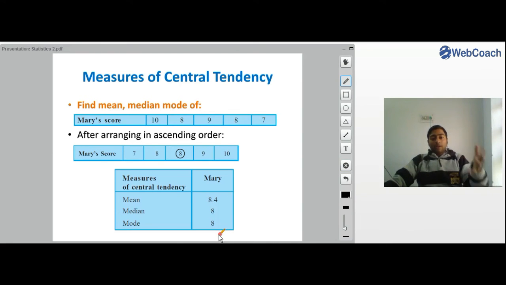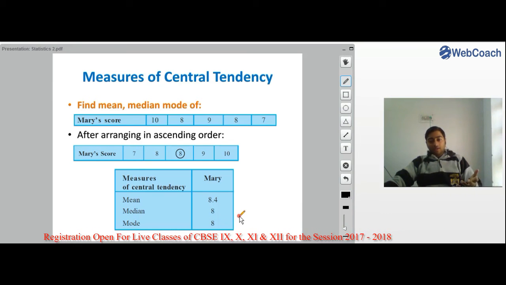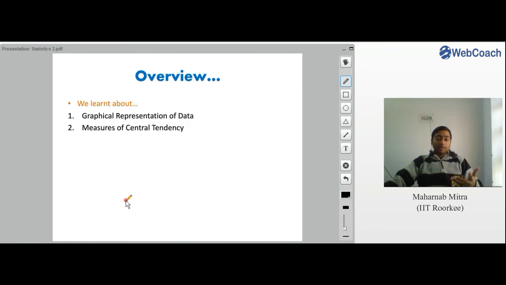So this is how we find the mean, median, mode of any given data. And you can see the data need not be continuous or given in certain specific intervals. We can find out the mean, median, mode of any such data. So in this class we had completed graphical representation of data with the frequency polygon, and now recently we have talked about measures of central tendency, right? Which are mean, median and mode.